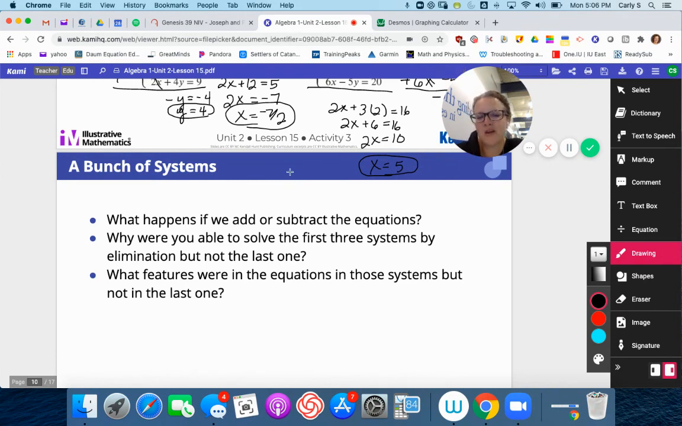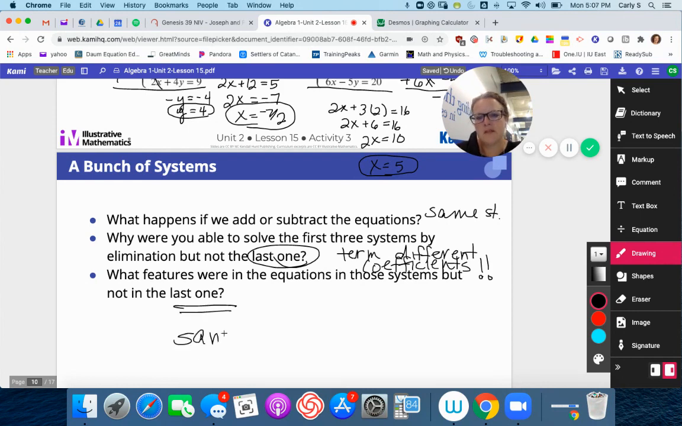What happens if we add or subtract the equations? But nothing special, okay? Same stuff. Why were you able to solve the first 3 systems by elimination but not the last one? Okay, that last one, each term had different coefficients, different numbers in front of them. We still did it though. We made them have the same coefficients. What features were in the equations in those systems but not the last one?